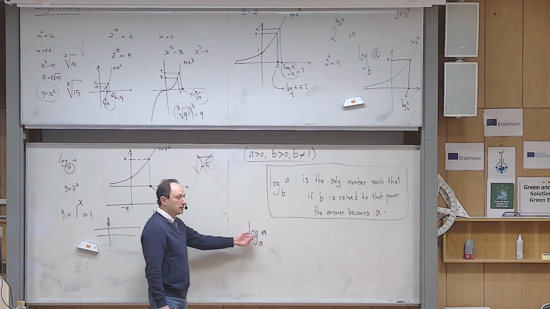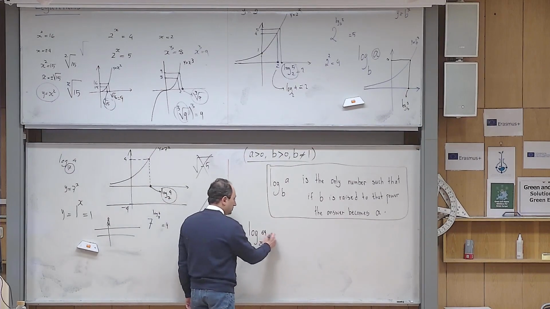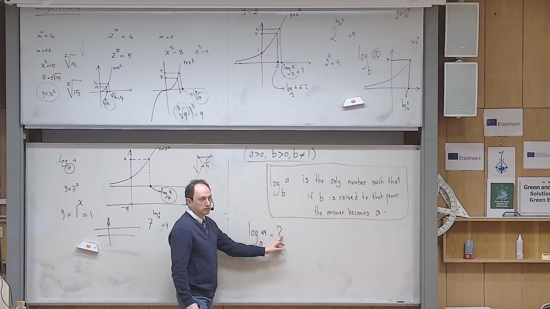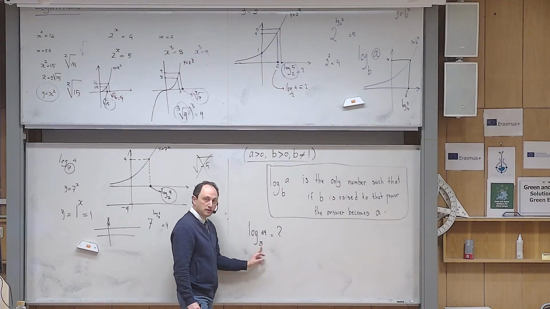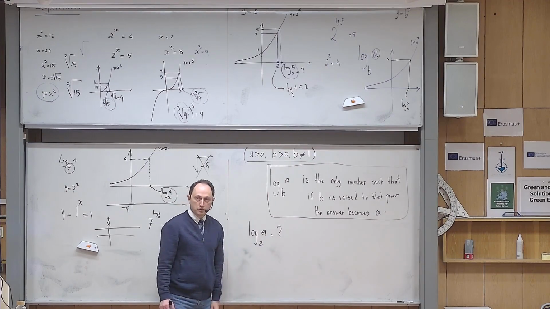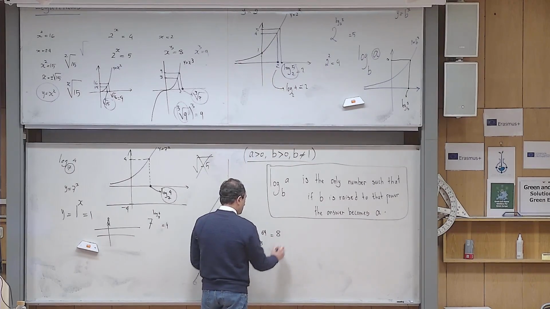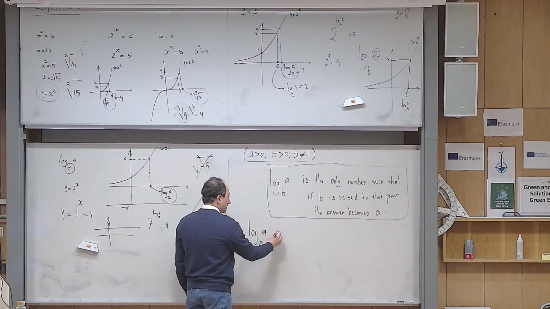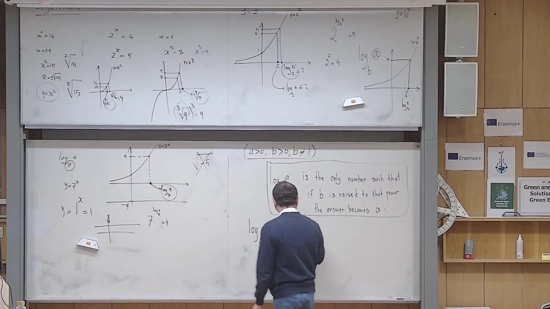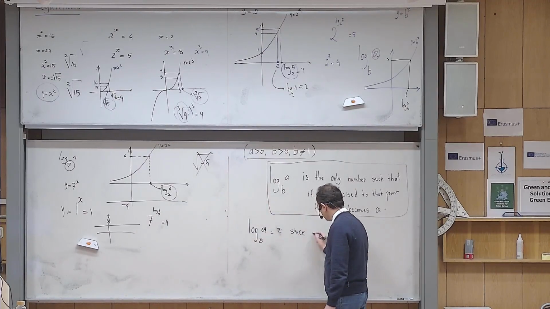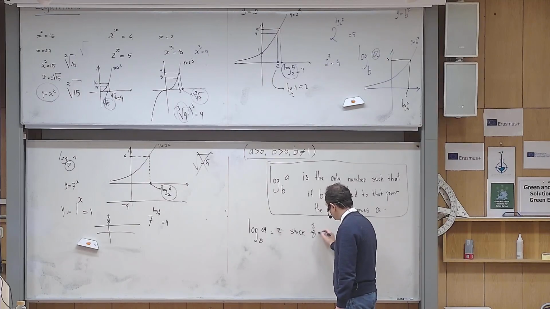But what is the meaning of the symbol? It is asking you, give me a number so that when 8 is raised to that power, it becomes 64. Sometimes you can do it in your head, sometimes you can't, you have to use a calculator. In this case, you can. What is the question mark? 2. So the logarithm of 64 to the base 8 is 2. Why? Since 8 to the power 2 is 64.